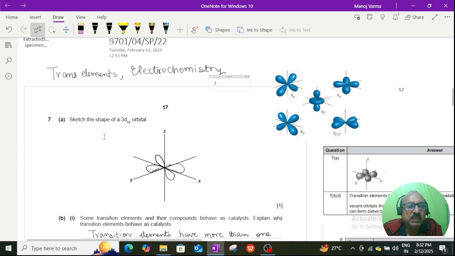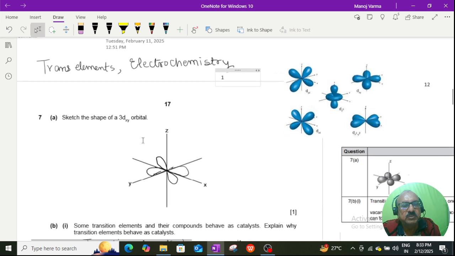So starting with the first question, sketch the shape of a 3D XY orbital. So you have to draw. They have given you these three axes, x, y and z, and you have to draw the shape of a 3D XY orbital. Now this is how the different d orbitals look like.